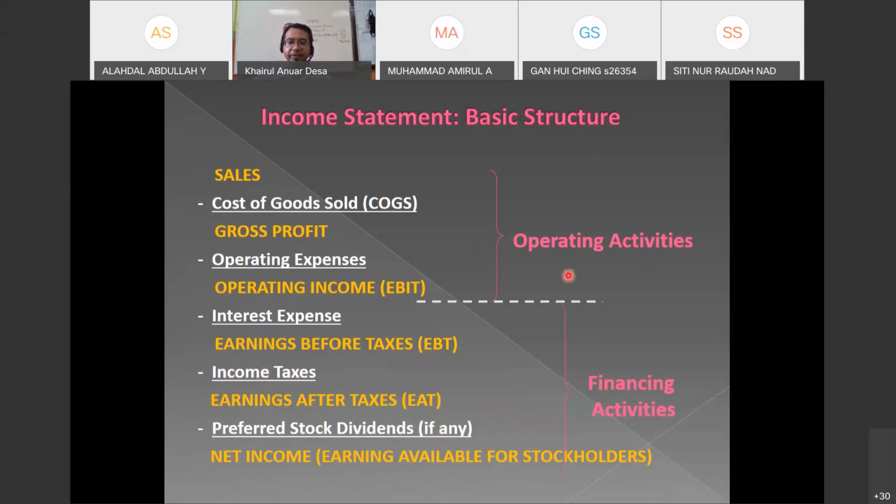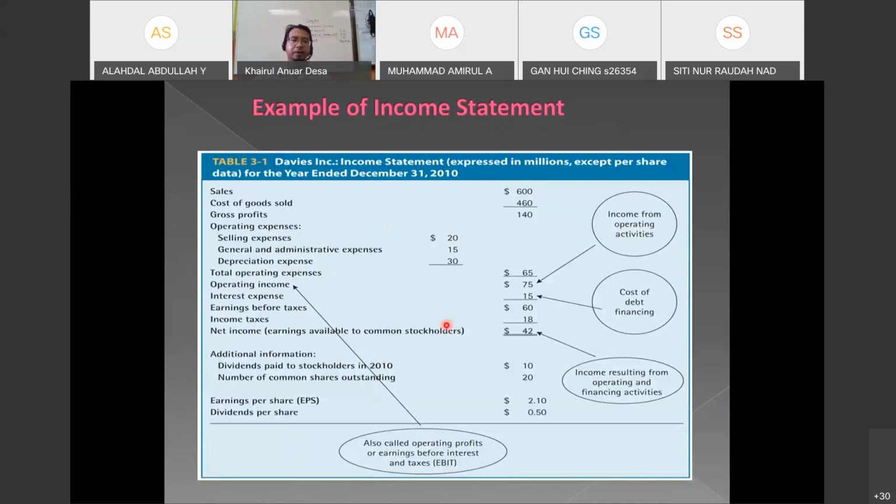This is the operating activities and this is the financing activities. Okay, this is the example of the income statement. We're going to use this example later in calculating the financial ratios in the next meeting.